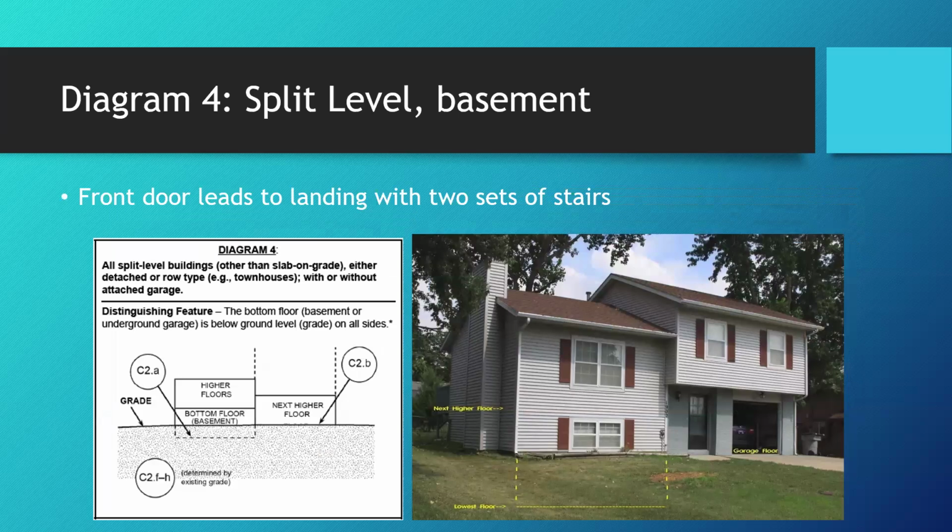So diagram 4, it's another split level, but it has a basement. So the bottom floor and the top of the bottom floor in this case are both the basement floors. So in this, you can see that in the diagram, that's the bottom floor and top of the bottom floor. The next higher floor is where it says garage floor in that picture. So you have another enclosure there. And when you walk into the front door, you're basically at a landing where you can get down to the basement or to the next higher floors. So this would not be allowed for new construction or substantial improvements because it does have the basement feature, but that's what it looks like.